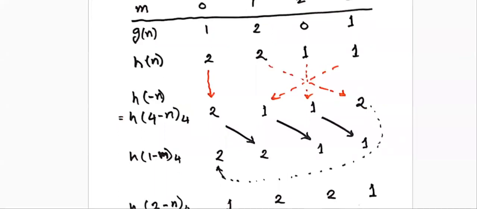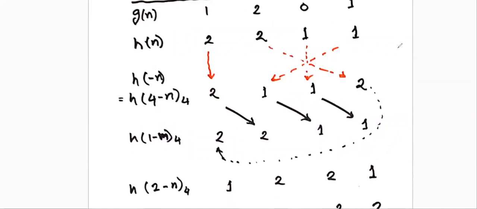After doing that, the second one is, if we are talking about 1 minus m, so for YC1, position number 1, what happens? This will be shifted right. So 2 goes there, 1 will be there, 1 will be there, and this will come to the first place.